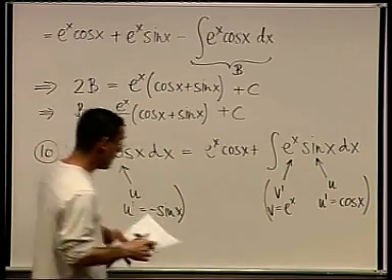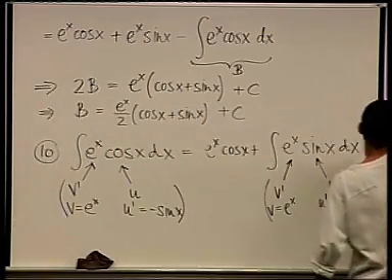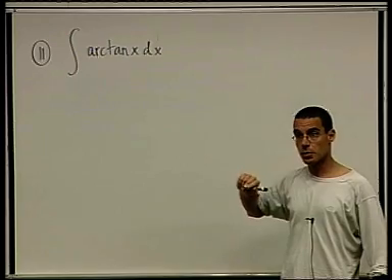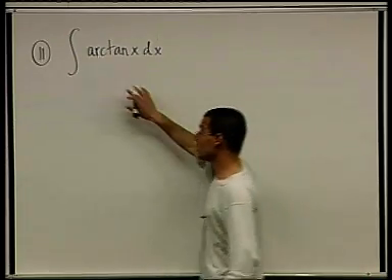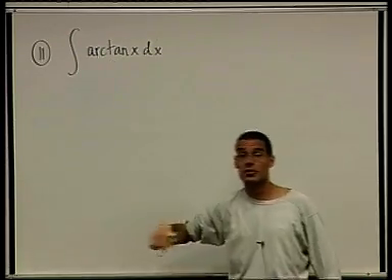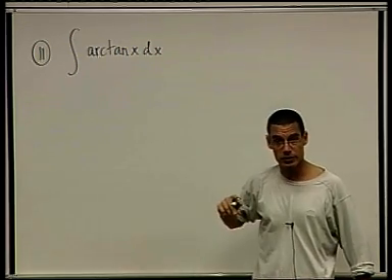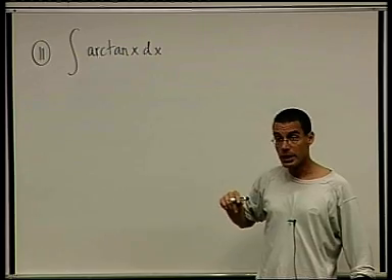Okay. Example 11. Suppose we want to do the integral of arc tan x. We know how to take the derivative of arc tan, right? It's 1 over 1 plus x squared. But we don't know a function for which arc tan is the derivative. It's not an immediate one, right? It's not on the list, right?